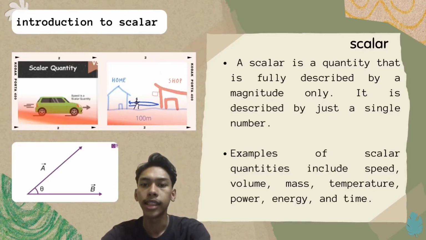So what is the difference between a scalar and vector? A vector quantity has a direction and a magnitude, while a scalar has only a magnitude. You can tell if a quantity is a vector by whether or not it has a direction associated with it.